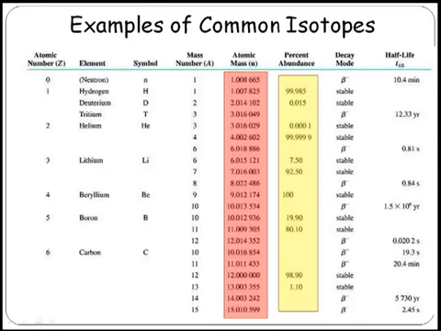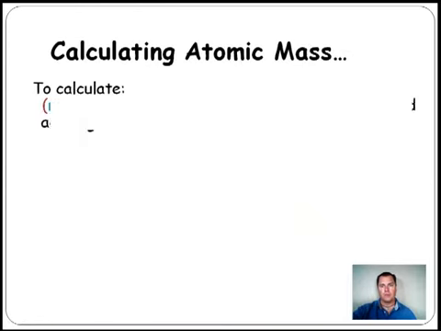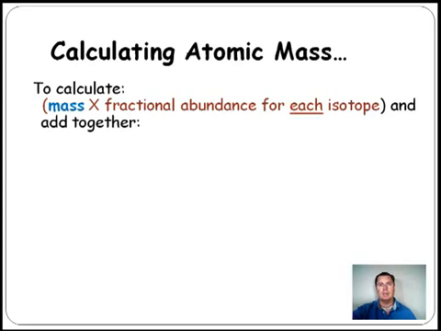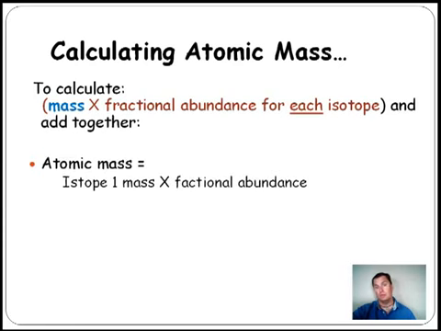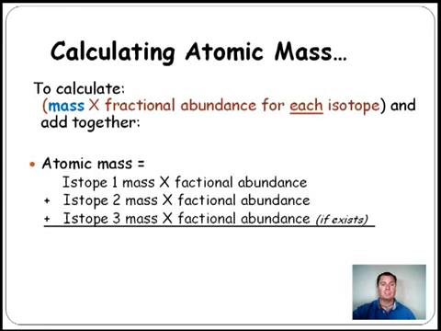So let's look at how we set up these problems for figuring out the atomic mass. Okay, to calculate, what you need to do is take the mass times the fractional abundance for each isotope and add each of those together. So let's say we have 3 isotopes, like in oxygen. Isotope 1 mass times fractional abundance of that. Isotope 2 mass times fractional abundance. Isotope 3 times fractional abundance. And then we add these all together. Okay, and what we get then is the weighted atomic mass. This is the number that appears on the periodic table.